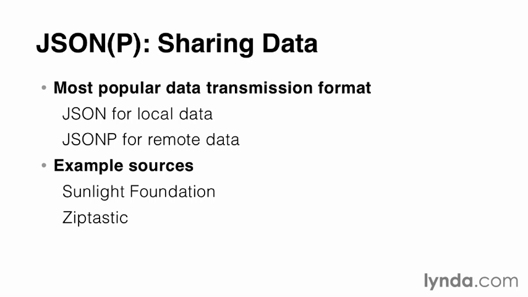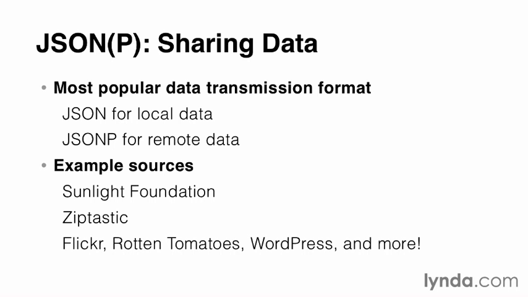You can get information on uploaded photos and the photos themselves from Flickr. You can get movie review data from Rotten Tomatoes. You can get information on WordPress blogs from WordPress.com, and many, many more. So when you're building a web application or a website and you need to get data on something that updates all the time, take a look through your favorite search engine and see if you can find some JSON sources. But now let's take a look at how to actually use some of this stuff.